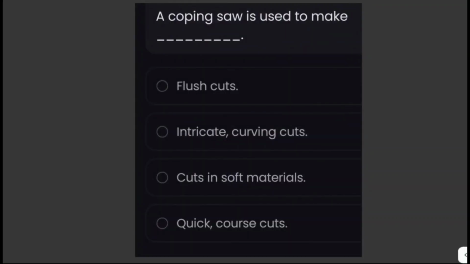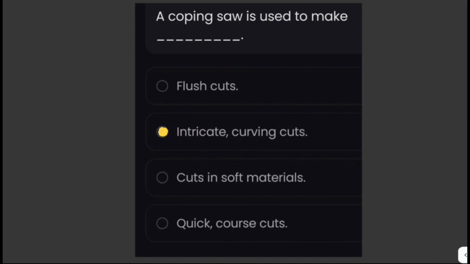A coping saw is used to make flush cuts, intricate curving cuts, cuts in soft materials, or quick coarse cuts. A coping saw is a hand saw with a thin, flexible blade that is held in a frame, and the blade is held taut by a spring which allows it to be bent to make curves. So coping saws are used to make intricate cuts in wood, plastic, and other materials. So the answer here is this one.